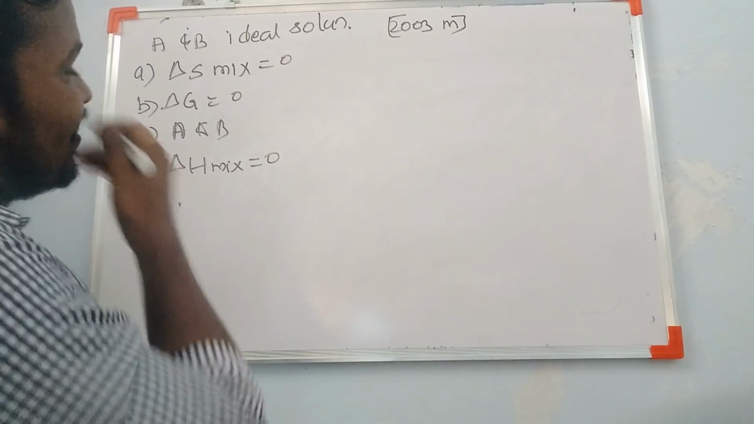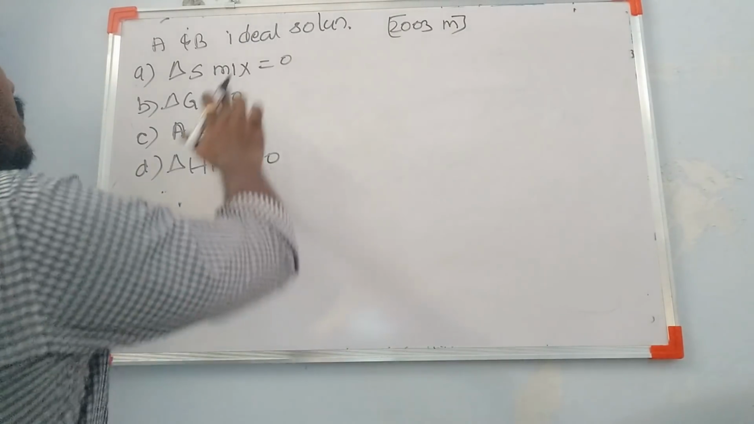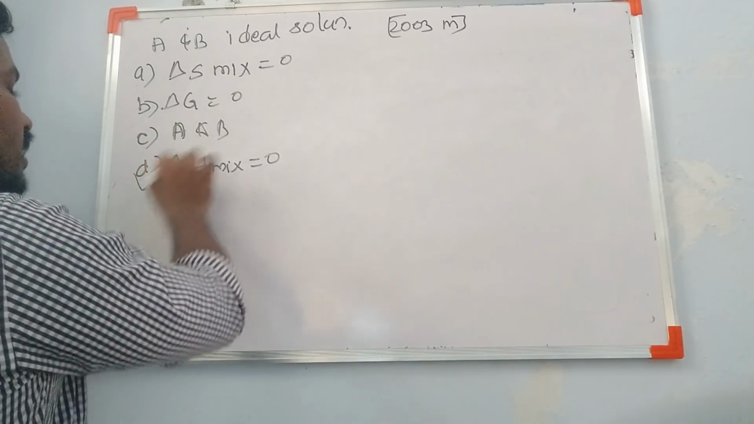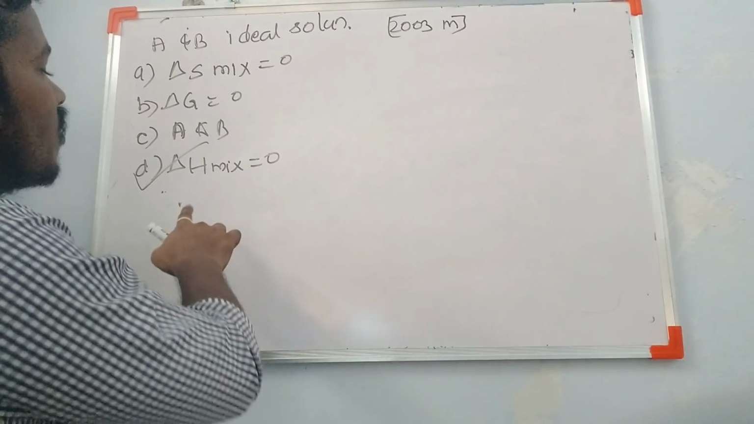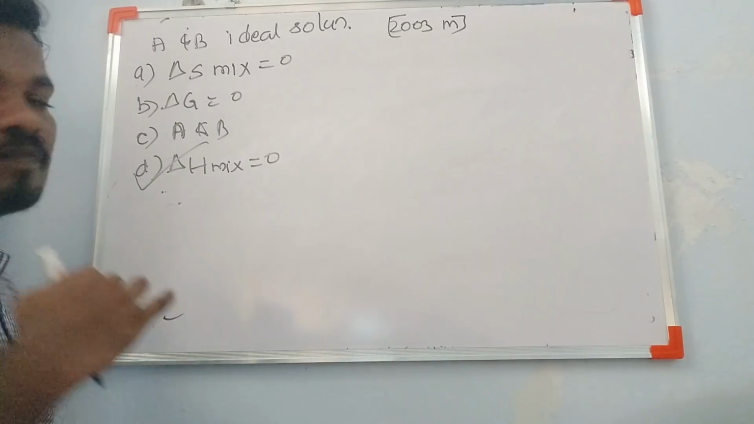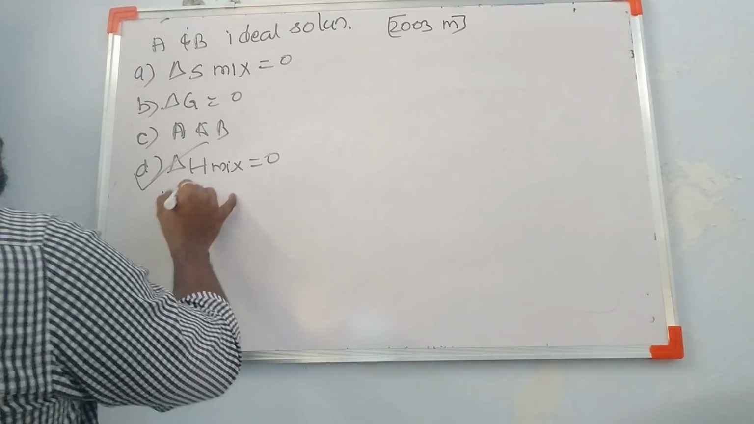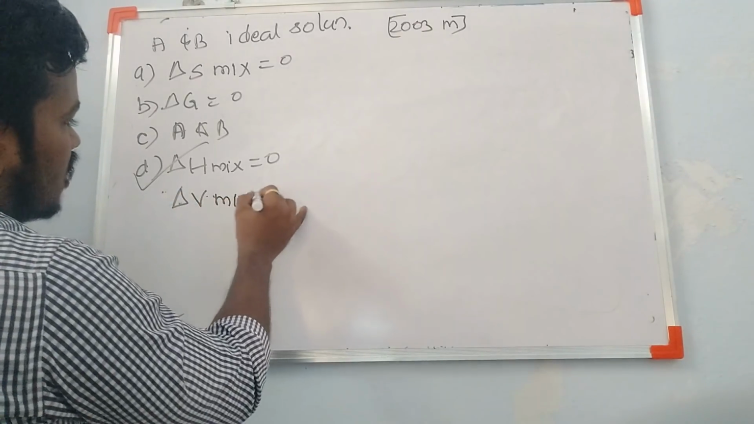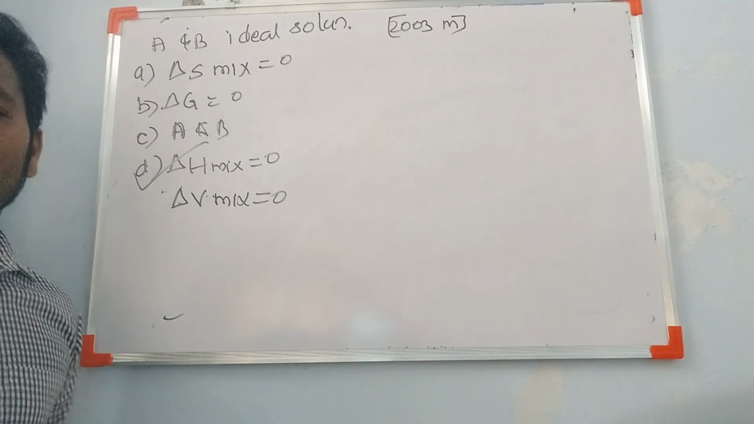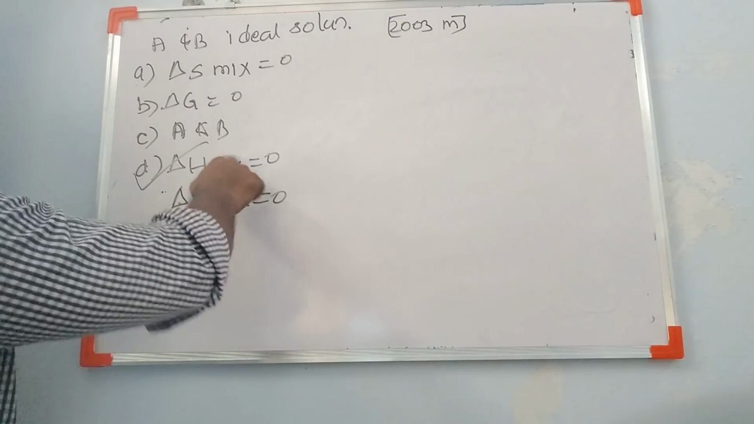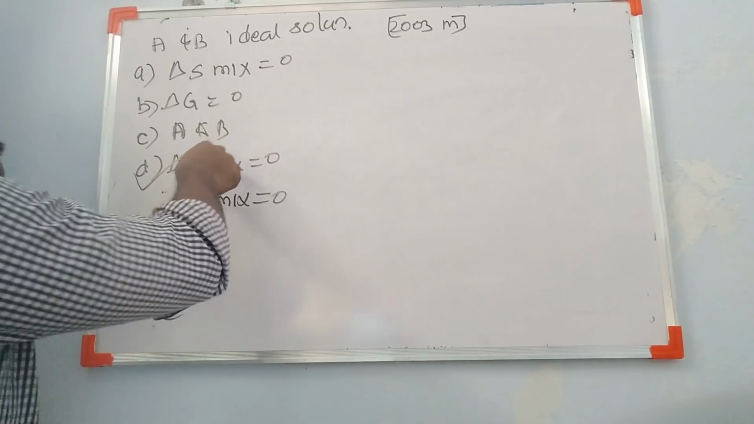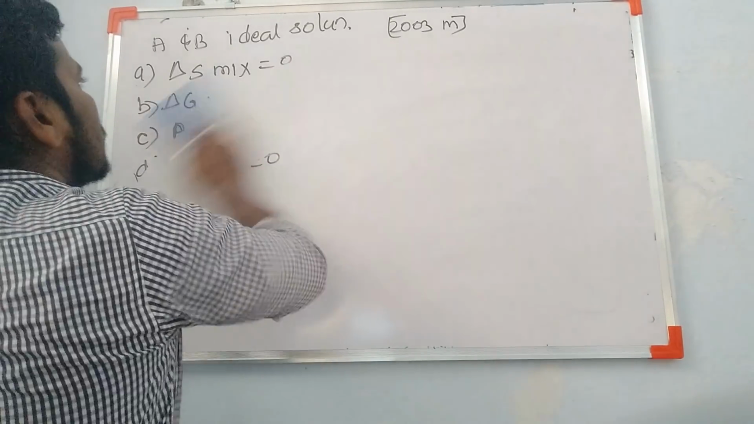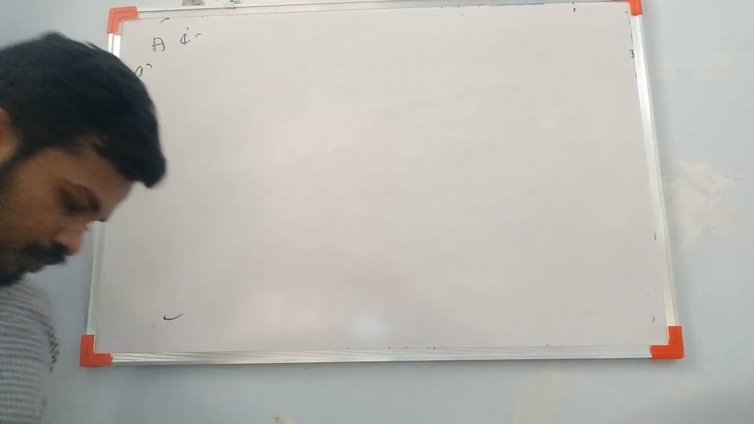See here, whenever it is an ideal solution, what will happen? Delta G mix is not equal to 0, entropy is not equal to 0. Whenever an ideal solution is forming, the enthalpy of mixing should be 0 only. Sometimes they will give the option delta V, the change in volume of mixing, also 0. Sometimes they change the options, but whatever the option is, it is the same. So see the next question.